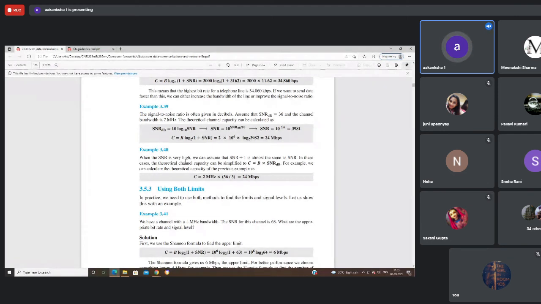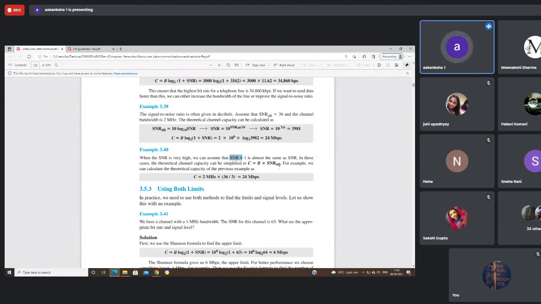Okay, so if SNR is very high, we assume SNR plus 1 is almost the same as SNR. This is mathematics, so approximation, because if it is too high, like this one, 3981, and we added just one, it becomes 3982. So similarly, if SNR is so high, we can assume that SNR plus 1 is the same as SNR. So in this case, theoretical channel capacity will become bandwidth into SNR of dB.